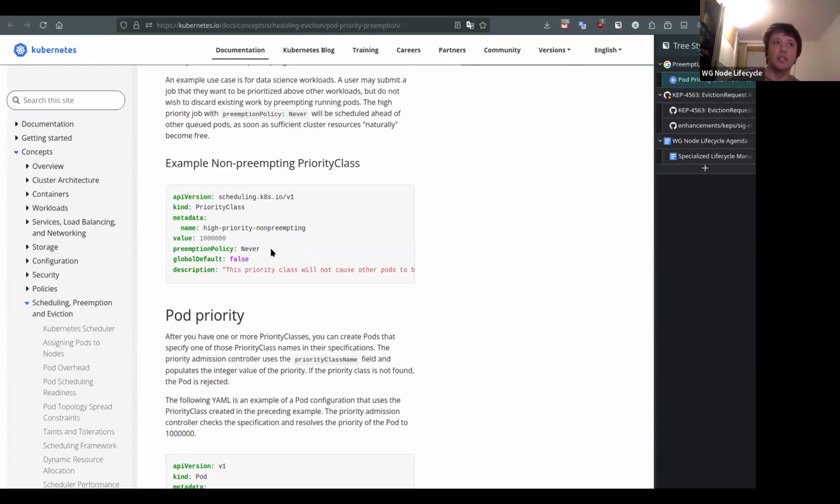So if a cluster administrator or the person deploying these workloads knows that, even if they have a higher priority workload, they are okay with this higher priority workload taking their time, then we could opt in to that. So that's what I want to draft as a proposal for extending the preemption.